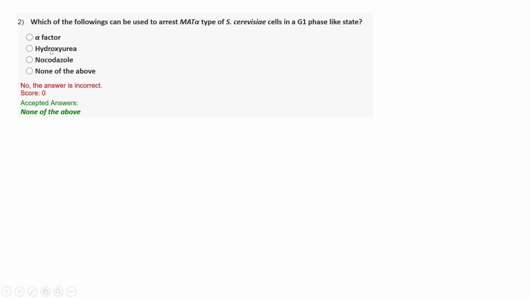Hydroxyurea and nocodazole, these two are also not the answer, because hydroxyurea and nocodazole are basically inhibitors of the microfilaments, and these two molecules will also not arrest the MAT alpha cells in the G1 phase. So none of the options is correct, and the fourth option will be correct in this case.